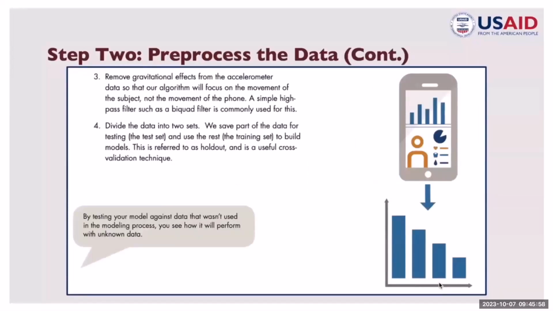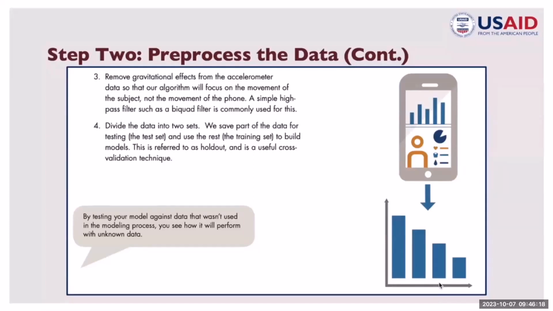Third is to remove gravitational effects from the accelerometer data so that our algorithm will focus on the movement of the subject and not on the movement of the phone. Because at the end of the day, we are trying to monitor the physical activity of the human.